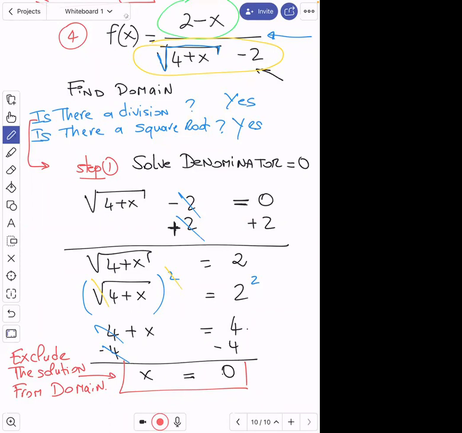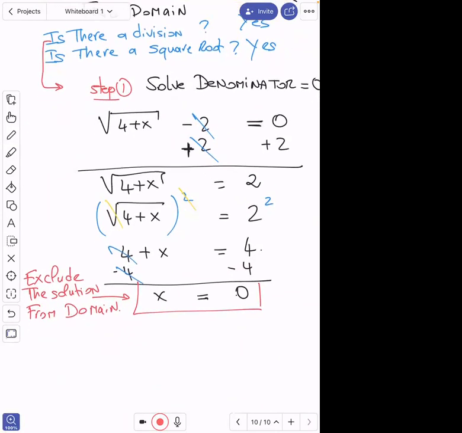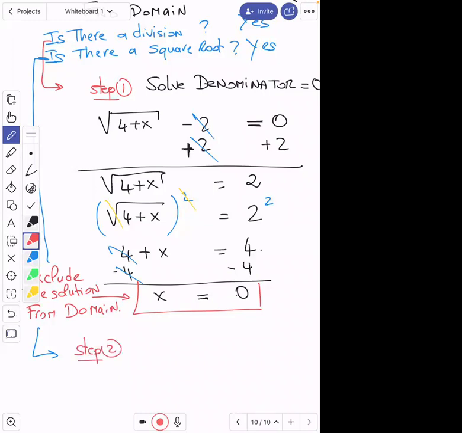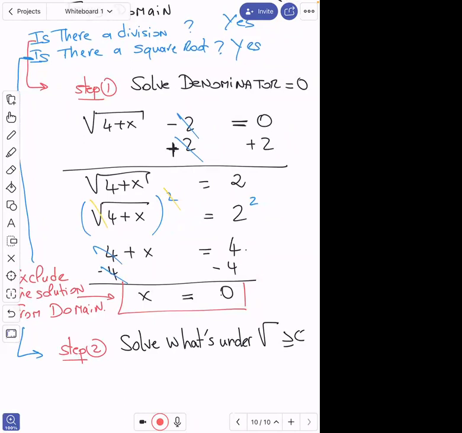Now, because we do have a square root, we have to solve what's under the square root larger or equal to 0. So let me use blue here. Because we have a square root, the next step would be step number 2. So we need to solve what's under the square root larger or equal to 0.